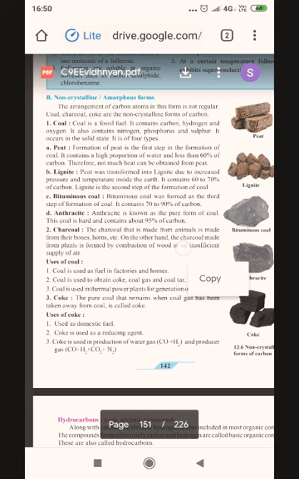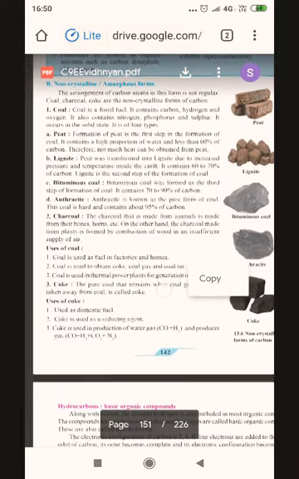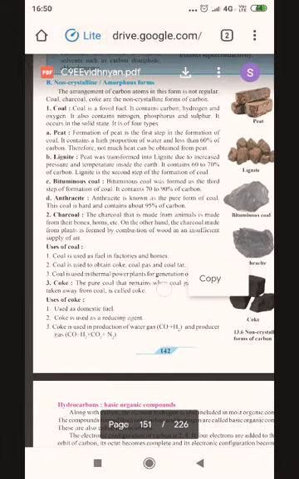First, we are going to deal with coal. Coal is a fossil fuel found deep under the earth's crust, formed because of the decomposition of the dead bodies of plants and animals. It contains carbon, hydrogen, and oxygen. It also contains nitrogen, phosphorus, and sulfur. It occurs in a solid state. It is of four types.